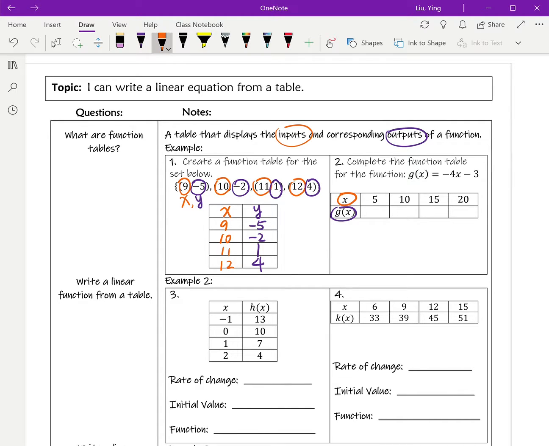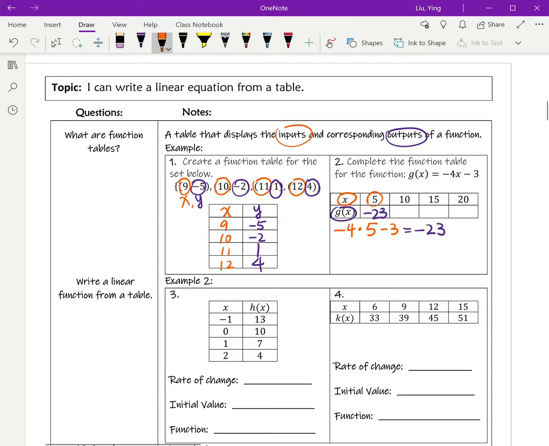So for example, if we plug in 5 as the x value, then we're doing -4 times 5 minus 3. And we say times 5 because -4 is the coefficient for x, so whenever a number and a variable are together, that means they're multiplying. So if we put that in the calculator, -4 times 5 minus 3 is going to give us an output of -23. And that would be the output for 5 as the input.